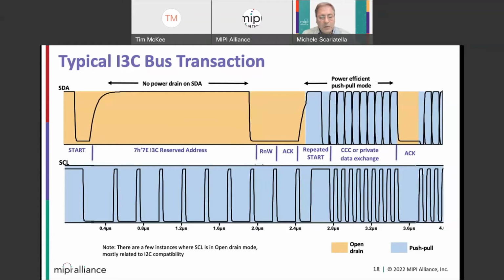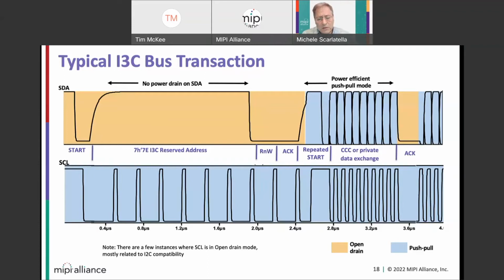And then at this point, you see that the color changes from yellow to blue. Here, yellow is the open drain state, and blue is the push-pull state. Both lines now, SCL is always in push-pull. We can go at full speed. Don't need to worry about the slow rise time of the open drain. And so you're going faster, more efficient.